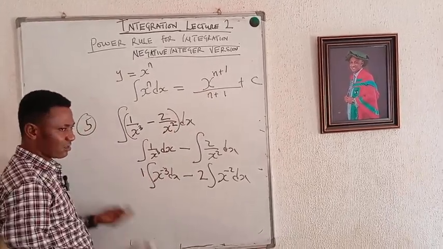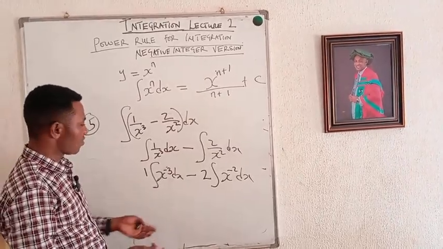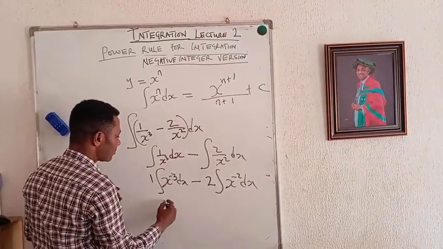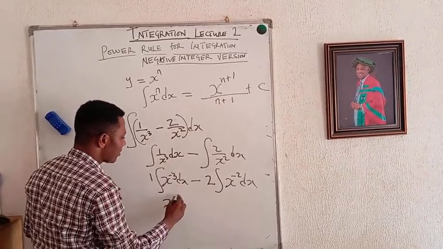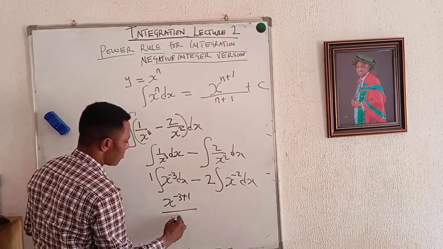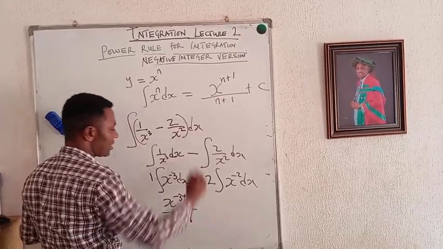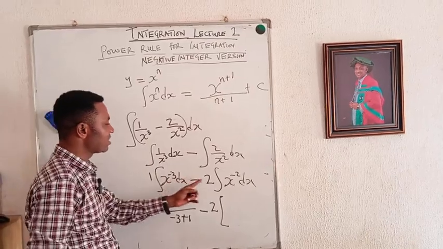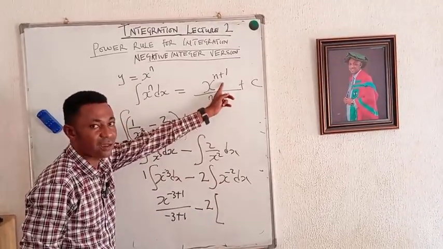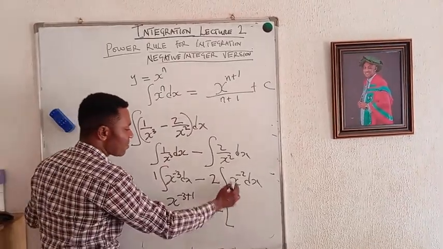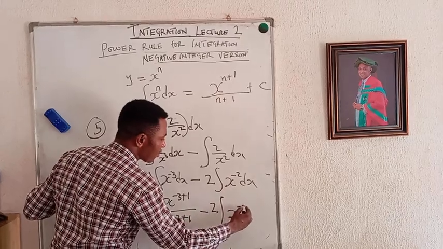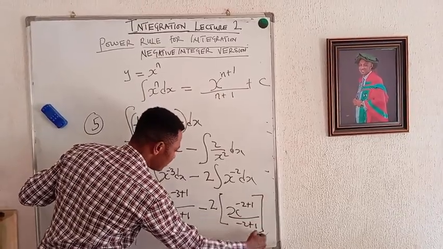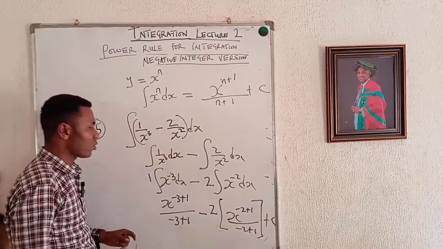So let's go. But 1, even if you do not write 1, it's the same thing. So whether you put 1 or not, the same thing. So you may not bother yourself putting 1 again. Now, x minus 3 is the power. So minus 3 plus 1 all over what? Minus 3 plus 1. We are following this formula now. Minus 2 must be written there because 2 is not 1. So it means it's going to affect the result of the integral. Now, x minus 2 is the power, so minus 2 plus 1, all over minus 2 plus 1. Everything plus what? C, where C is constant of integration.